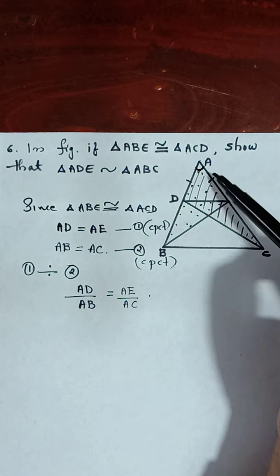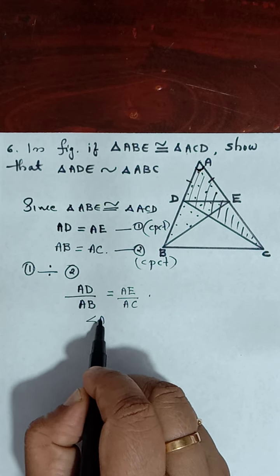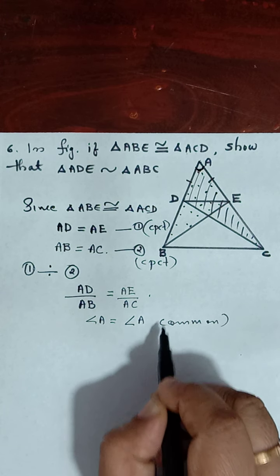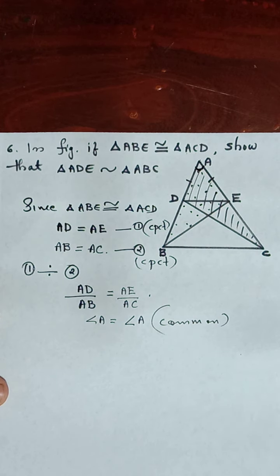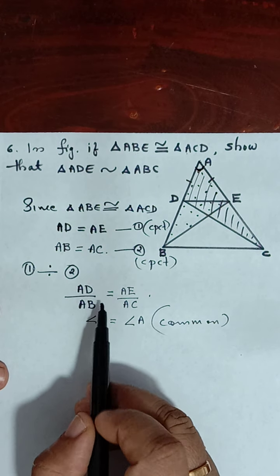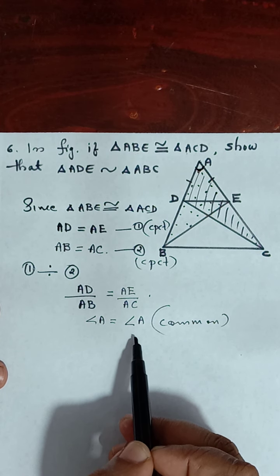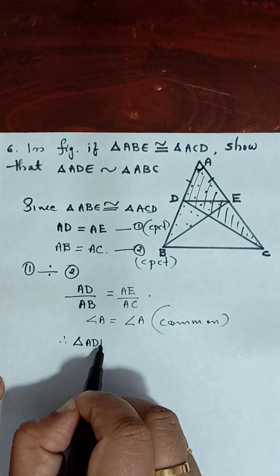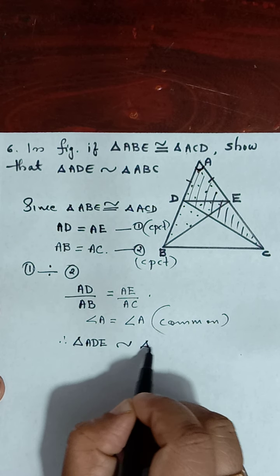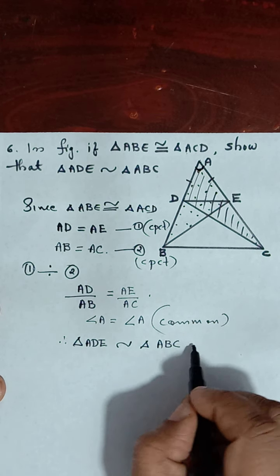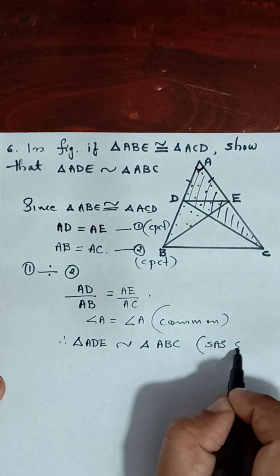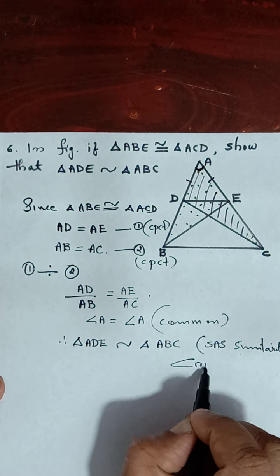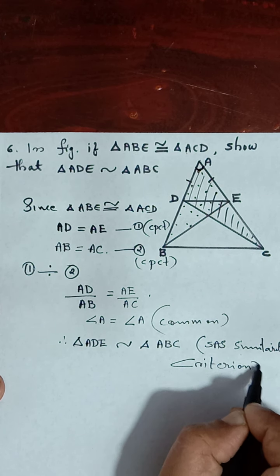So for both these triangles, this angle A is common. Angle A is equal to angle A, which is common. Therefore, these 2 points will satisfy, that is by SAS. Side ratio is there and the included angle is equal also. Therefore, triangle ADE is similar to triangle ABC. It is called the SAS similarity criterion. This is how we can prove.